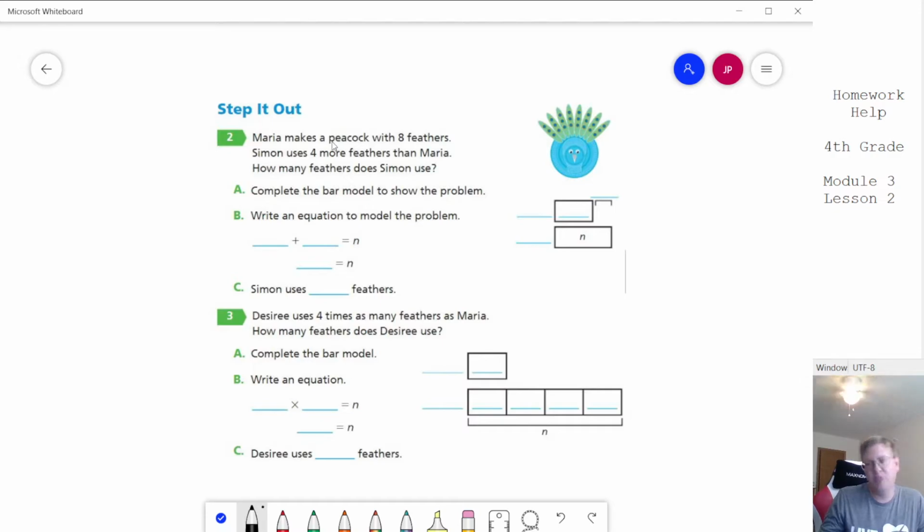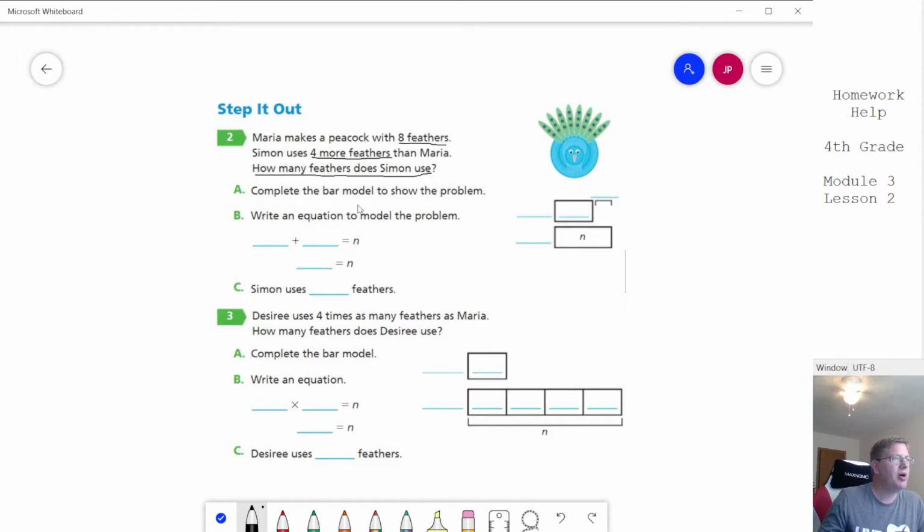So first part, Maria is making a peacock, not too difficult. Second part, we need to underline 8 feathers and 4 more feathers. And so I have charts around my room that would let us know that if we are doing more, or if we see that word in our problem, that means we're going to be adding at some point. And then the final sentence is usually part that we need to underline, or I might change it to drawing a box around it. And that's what we need to do. We need to figure out how many feathers Simon uses for this.